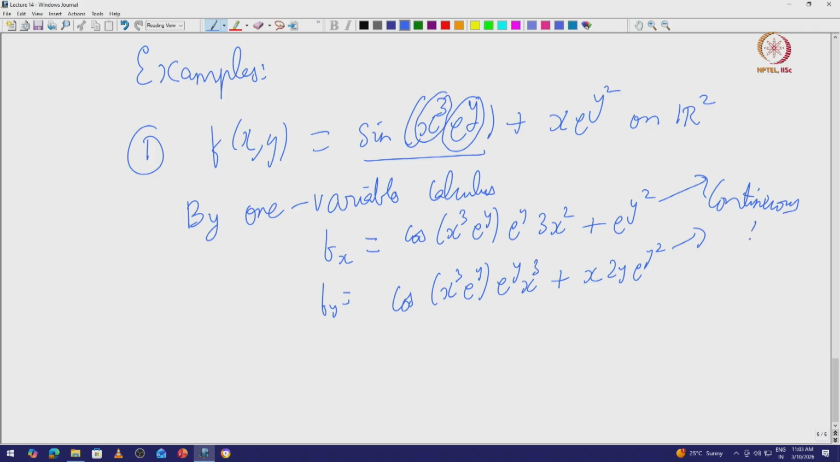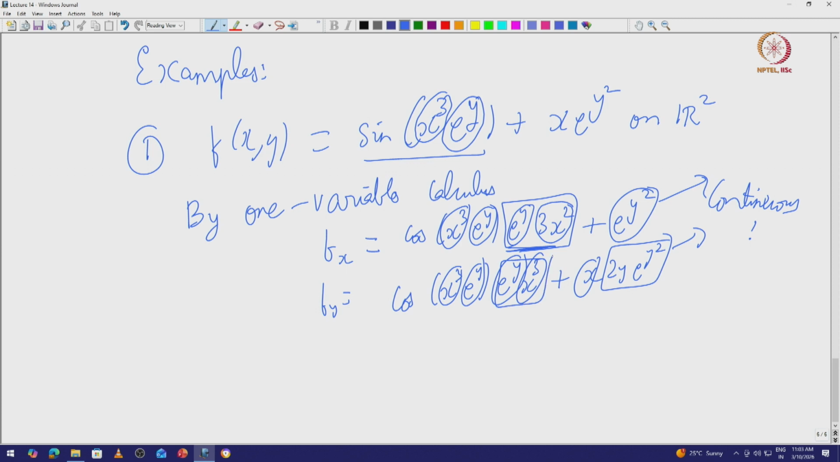Why are they continuous? They're continuous because one variable functions which are continuous are already continuous. So this is continuous, this is continuous, this is continuous. These are all continuous functions. So is this, this and this. Product of continuous functions is continuous. So this is continuous, this is continuous.